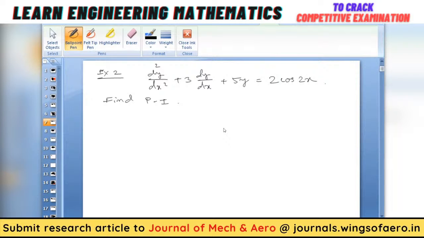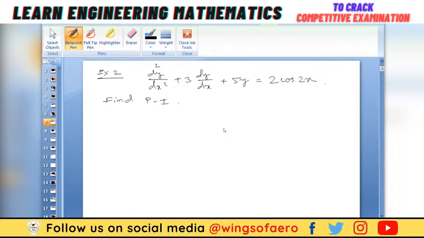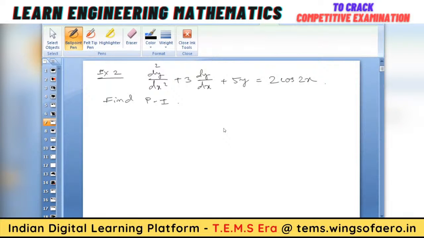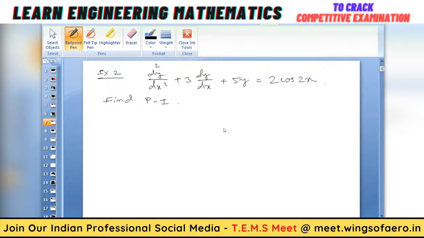In MCQ, d cube, d to the power 4, these kinds of problems are not likely to occur, but d square is a possibility. There is a chance for this d square term, hardly a d cube or d4. That is very difficult, because the method is very large.